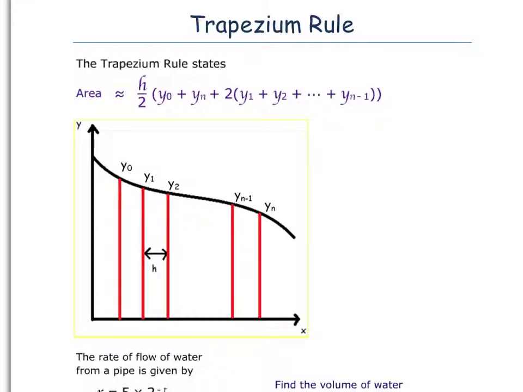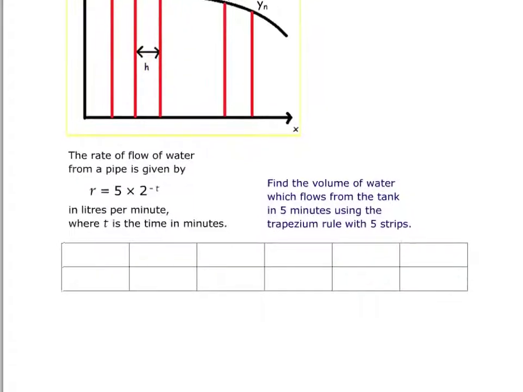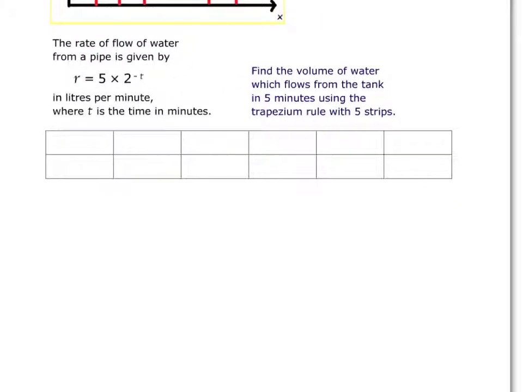Okay, so let's apply this to a real life situation. It says the rate of flow of water from a pipe is given by R equals 5 times 2 to the power of minus t in litres per minute, where t is the time in minutes. Find the volume of water which flows from the tank in 5 minutes using the trapezium rule with 5 strips. It mentions 5 strips, which means we're using 5 trapeziums, which means we're going to have to find 6 different values for R.